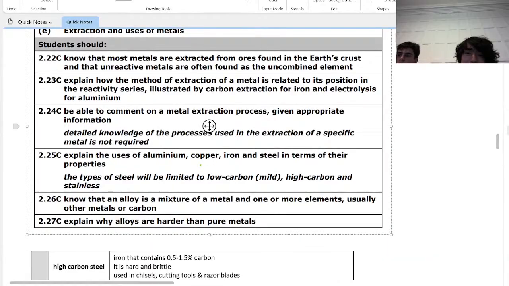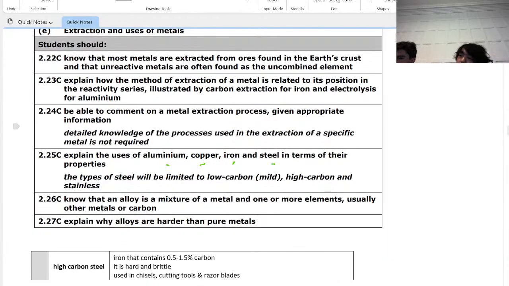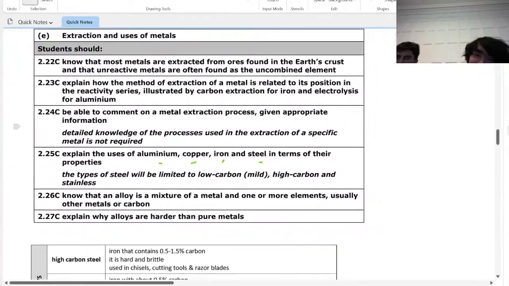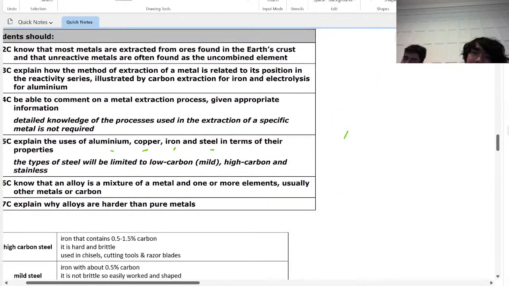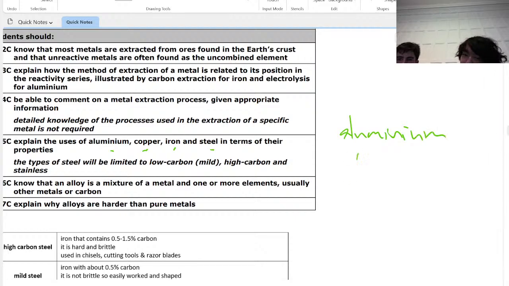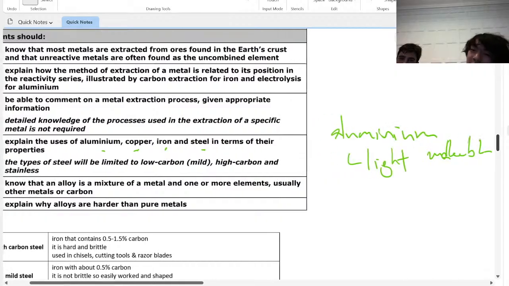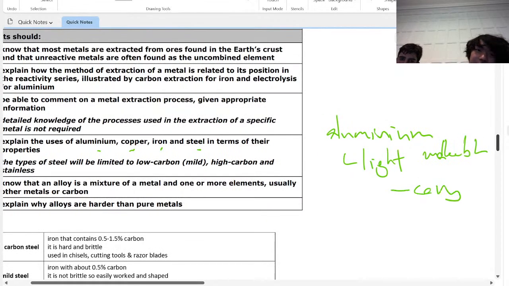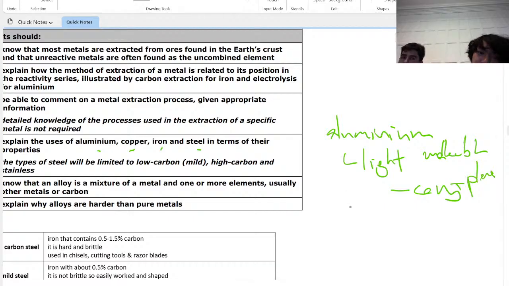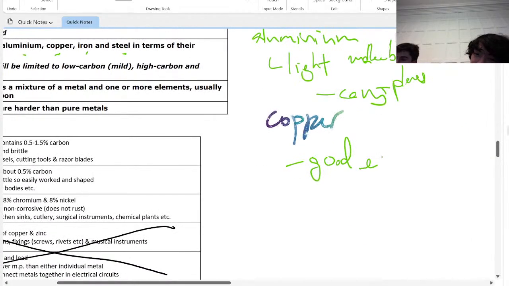Uses of aluminium, copper, iron, and steel. Aluminium is light and malleable, so you can use it to make cans and aircraft because it's light, and planes. Copper is ductile and conductive, so it's used for wires, as a conductor.